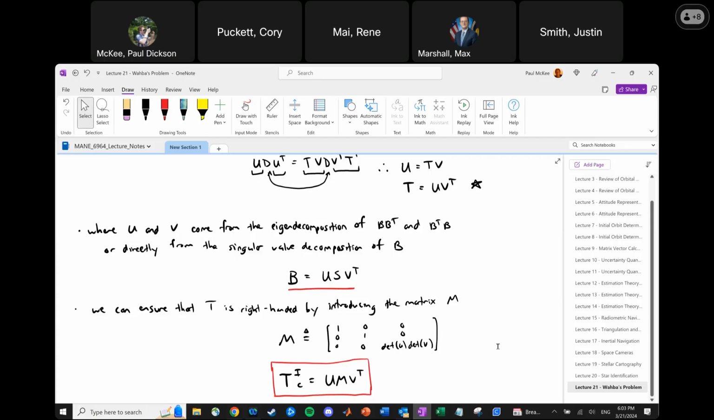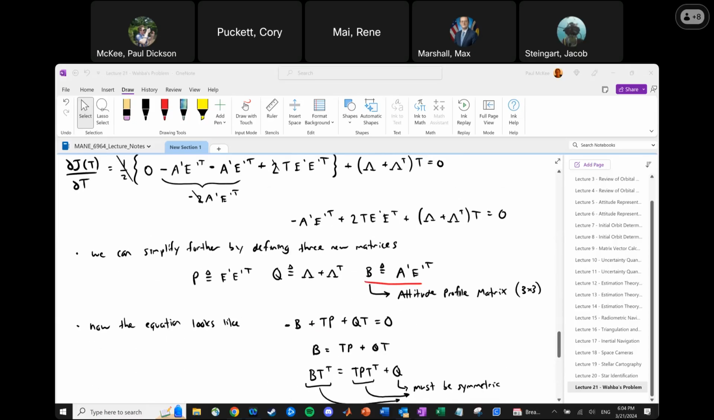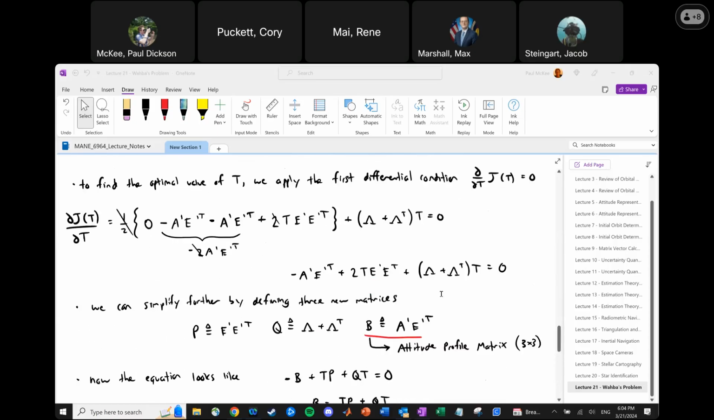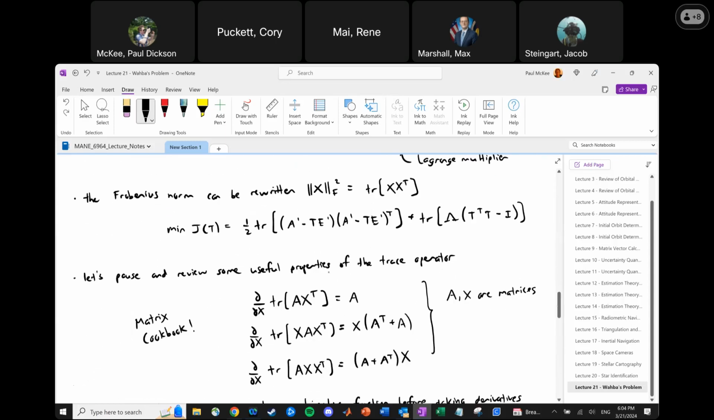I had a question before we defined the P, Q, and B matrices. In the second term, you put 2T E prime transpose. Oh, whoops. Am I missing the prime? Didn't we cancel out the 2? We sure did. Hang on, let me check my notes.